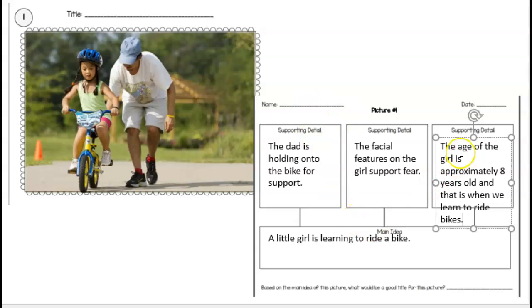And now the last thing I have to do is think of a title. What would I think of as the title of this? I would think it goes right back with the main idea. Girl learns to ride bike. So that's what you have to do for these next ones.